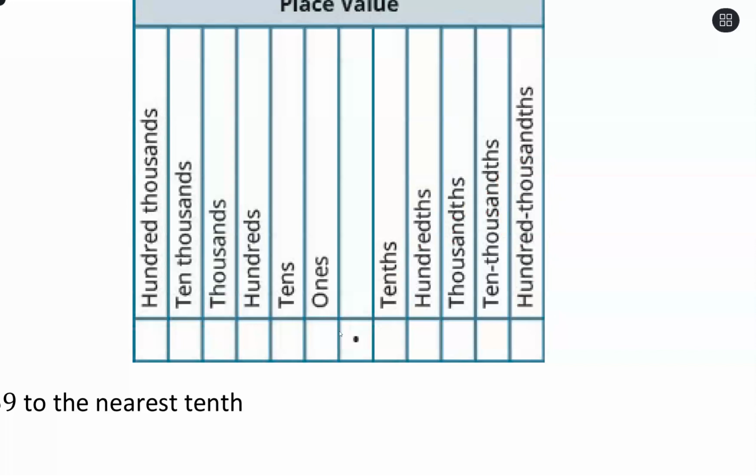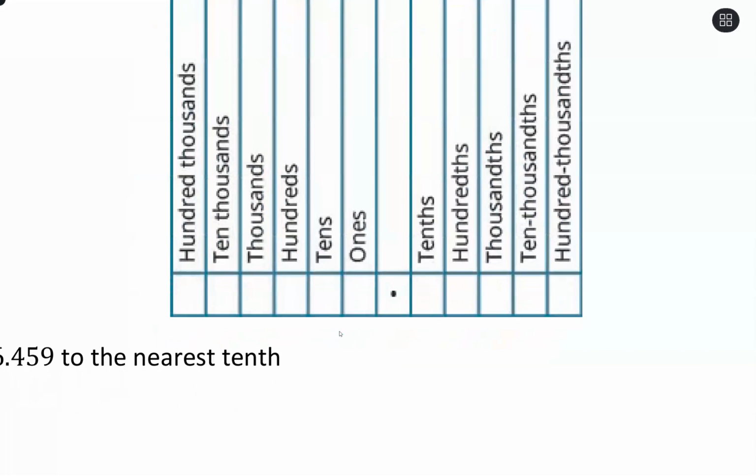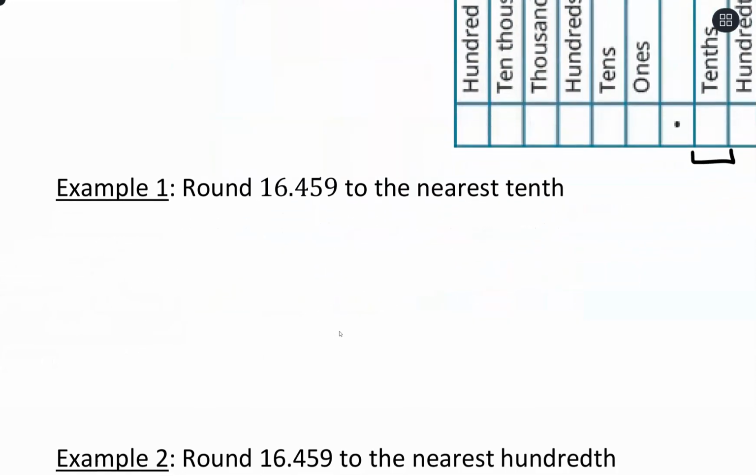So we can have a number in each of these place values. We just want to make sure that we can round to them. So rounding to the tenths place would be leaving us with one decimal place. So let's say we're taking this 16.459 and we're going to round to the nearest tenth.